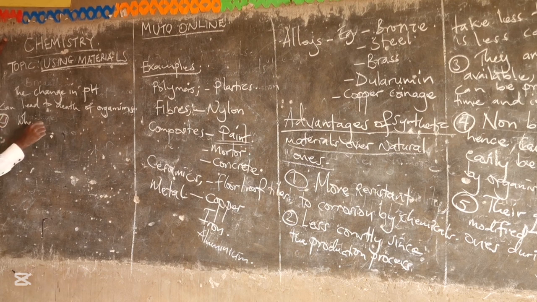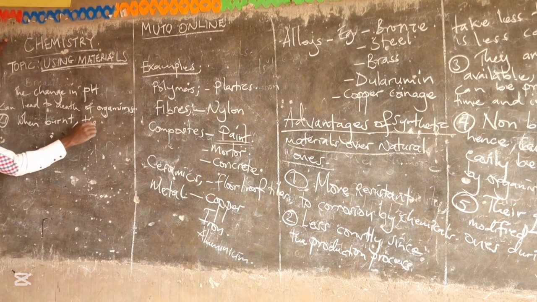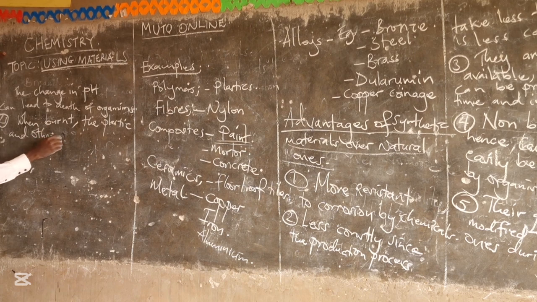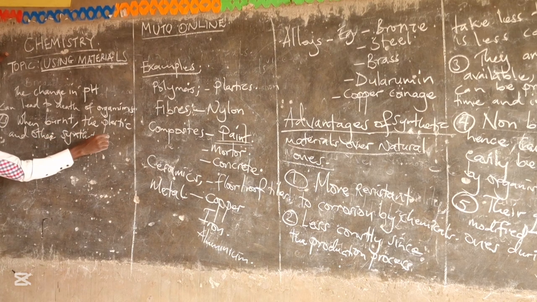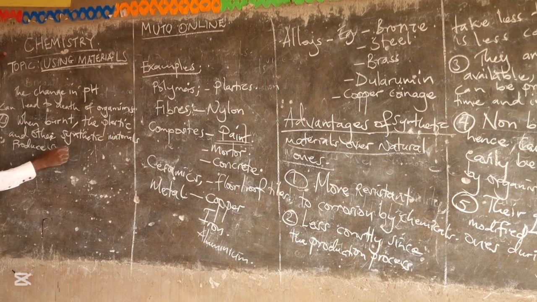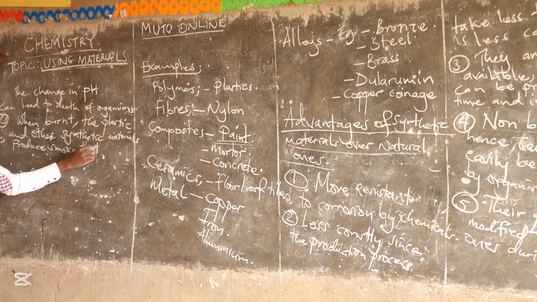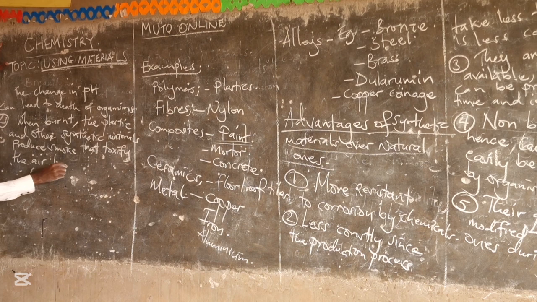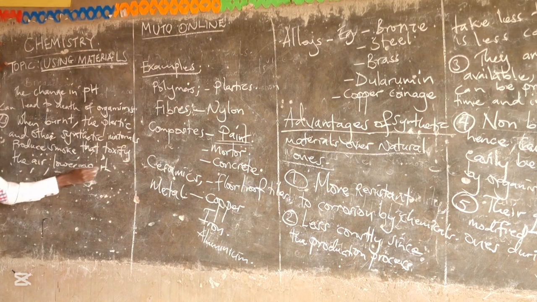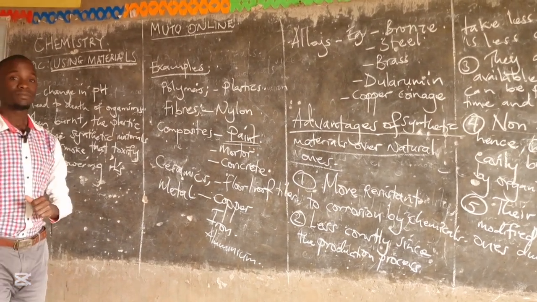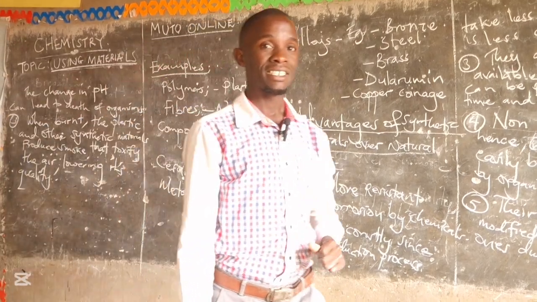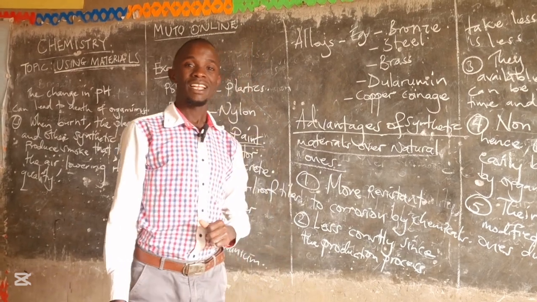So the third disadvantage: when burnt, the plastic and the other synthetic materials produce smoke that toxifies the air, lowering its quality.